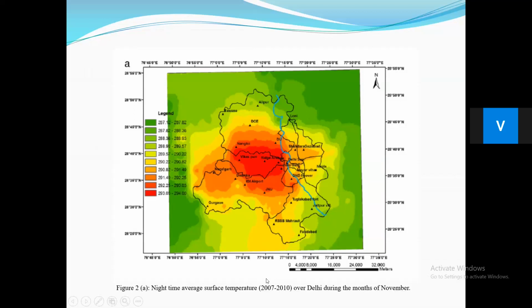This is old data. We have made several observations after that also, but for the sake of transparency, this gives you the land surface temperature. As you can notice, this is the nighttime average land surface temperature. If you see, the temperatures within the city are much greater as compared to those in the surrounding areas.